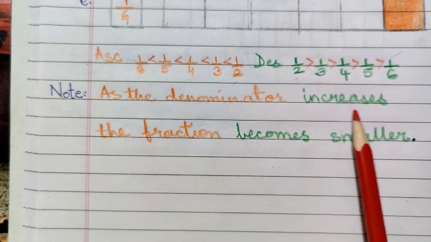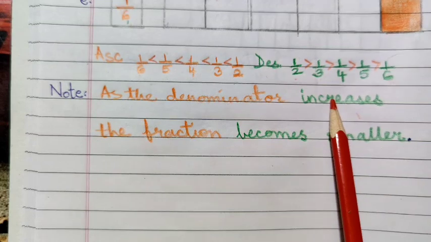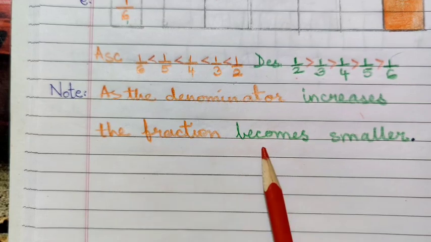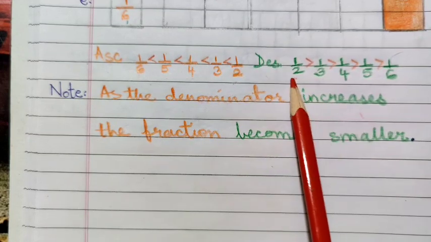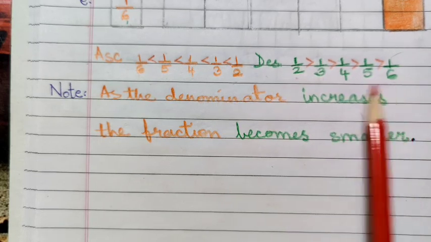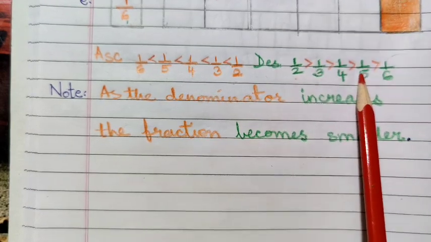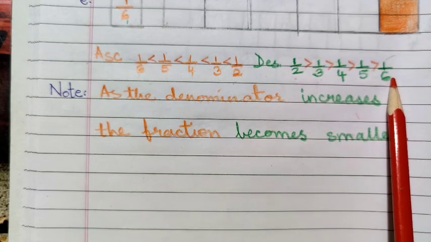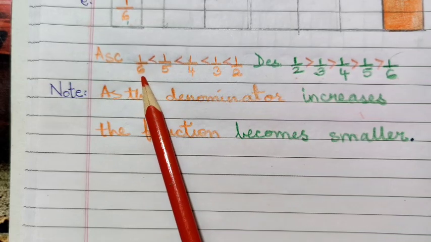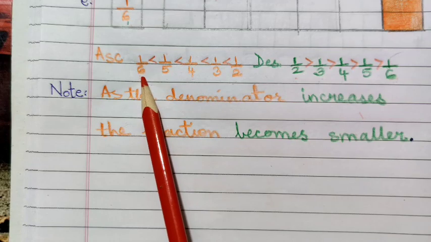As the denominator increases, the fraction becomes smaller. You had an example here. See, when the denominator went on increasing, what happened? The fraction became smaller. This fraction became smaller. This fraction became smaller. And vice versa. When the denominator decreases, then the portions become bigger.